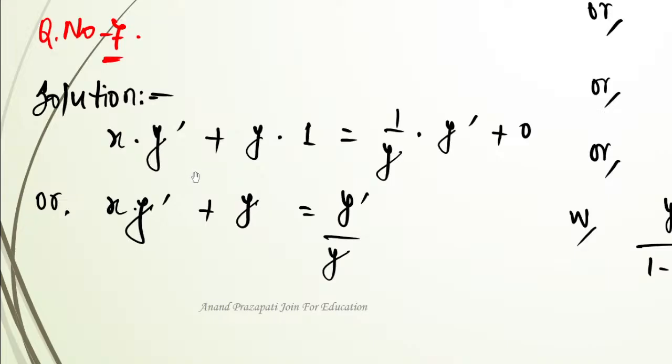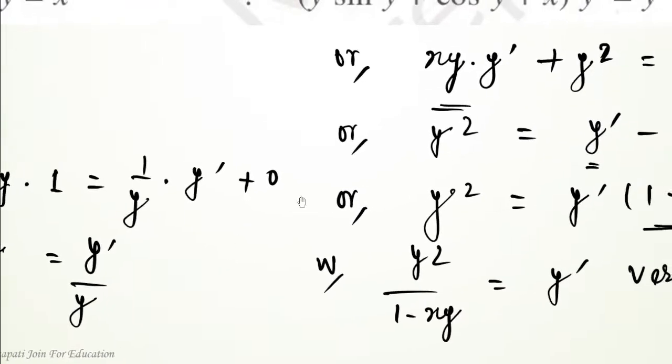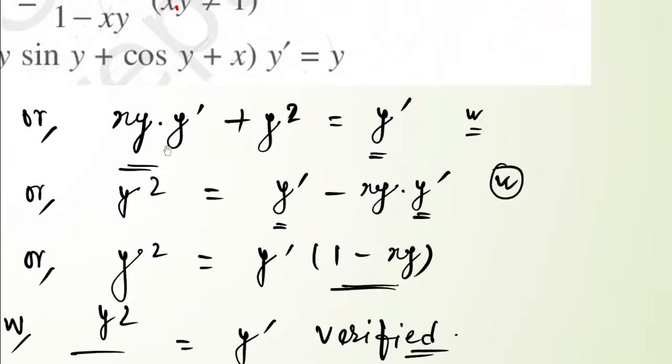Here I have applied the product rule and I got this: x·y' + y·1 = (1/y)·y' + 0. In the next step, I have got x times the derivative of y plus y equals the derivative of y by y. At this step, after the cross multiplication, I get xy times the derivative of y plus y² equals the derivative of y.